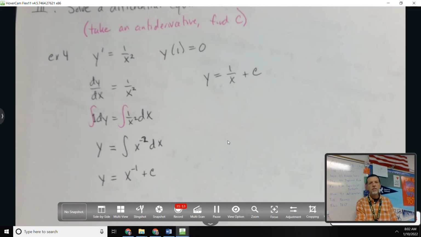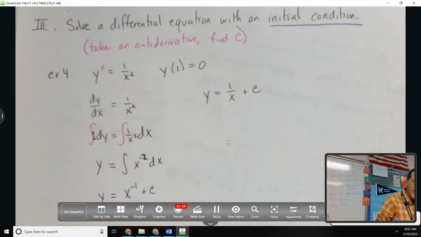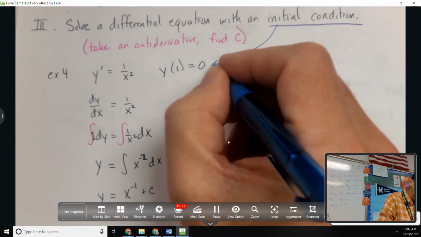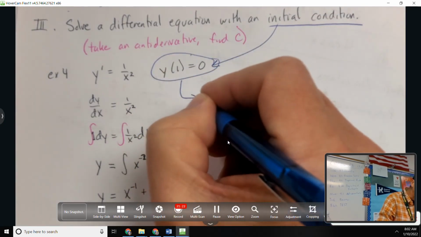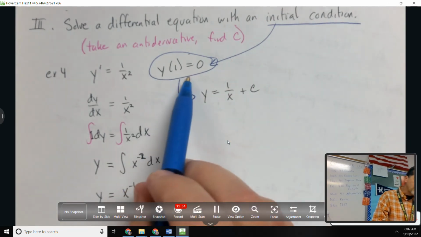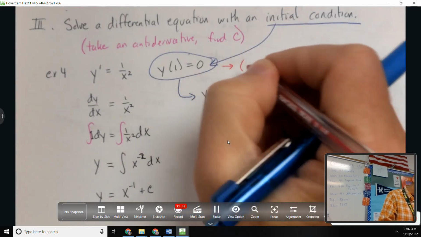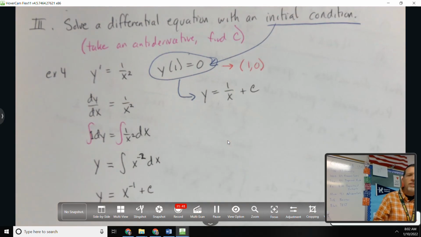I say kind of because of this initial condition, that's the fancy word for here's a point, and we can use the point to figure out what c is. So up until this Roman numeral, we would stop there and say, well, that's as good as we can get. But they told us that y of 1 equals 0, so if we need to translate that to a point, that means 1, 0 is the point. Right? X is 1, y is 0. So let's plug that in.